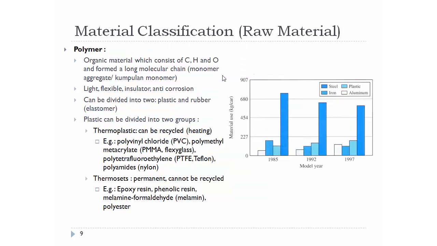Now the third one is polymer. If you studied it in high school, polymer can be divided into two big parts. The first one is thermoplastic. Thermoplastic is polymer that can be recycled, for example PVC, PMMA, Teflon, and nylon. The second one is thermosets. It's permanent and cannot be recycled, for example epoxy.